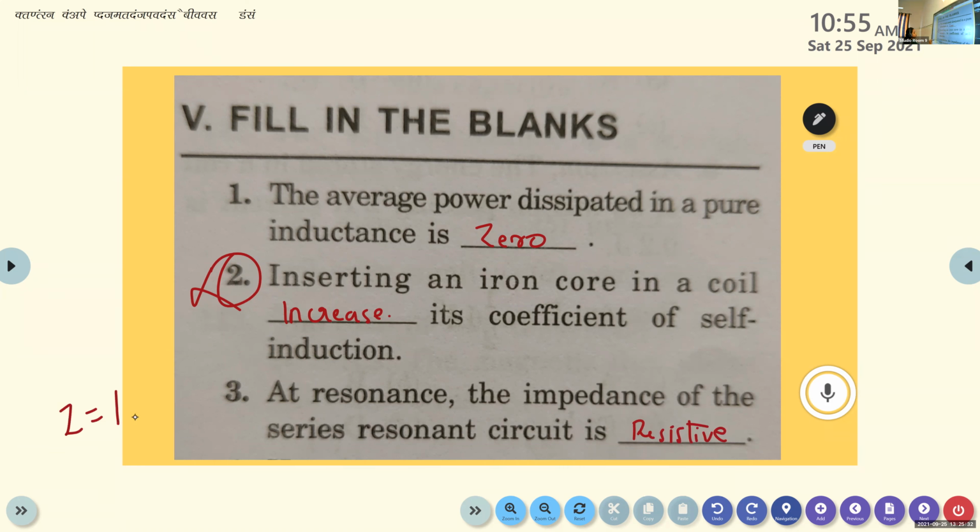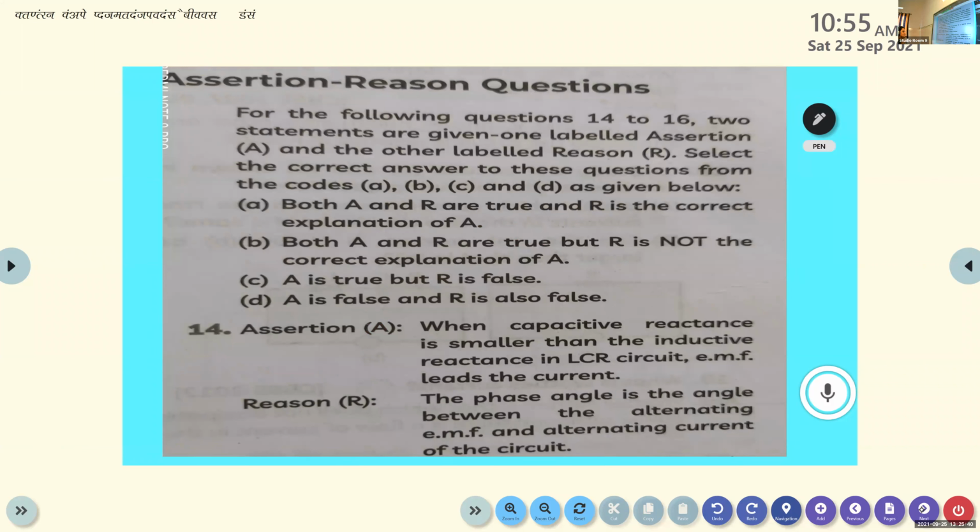Now we have the assertion reasoning section. I think we have 5 more minutes. Read the assertion first. When a capacitive reactance is smaller than the inductive reactance in an LCR circuit, EMF leads the current. When you get this assertion and reasoning type question, first you check whether the given assertion is correct or incorrect. Then you read the next reason.